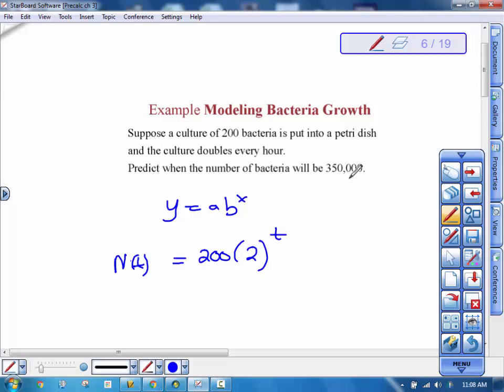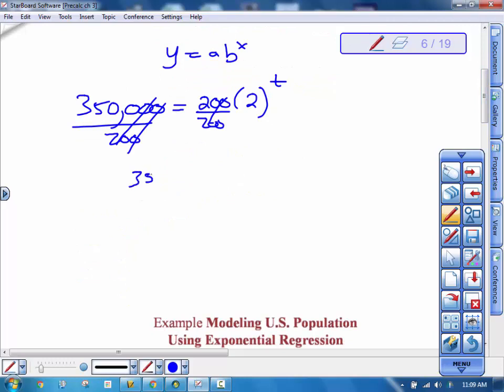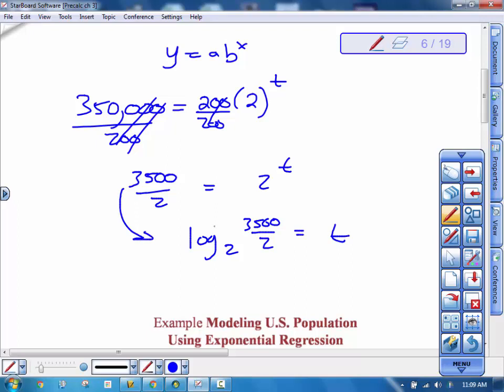So the question is, when will the bacteria reach 350,000? I'd plug in 350,000 here, and I'd solve for t. So I divide both sides by 200. 2 of these zeros are going to cancel. 3,500 divided by 2 equals 2 to the t, so I would change this into log base 2 of 3,500 over 2 equals t. That's how you go from exponential form to log form.